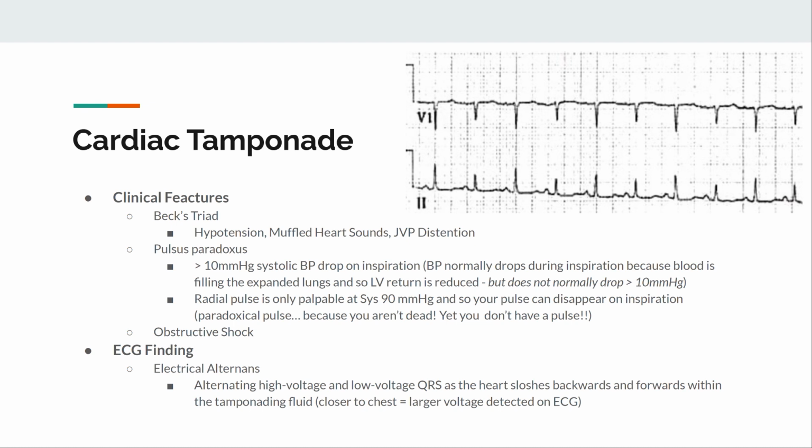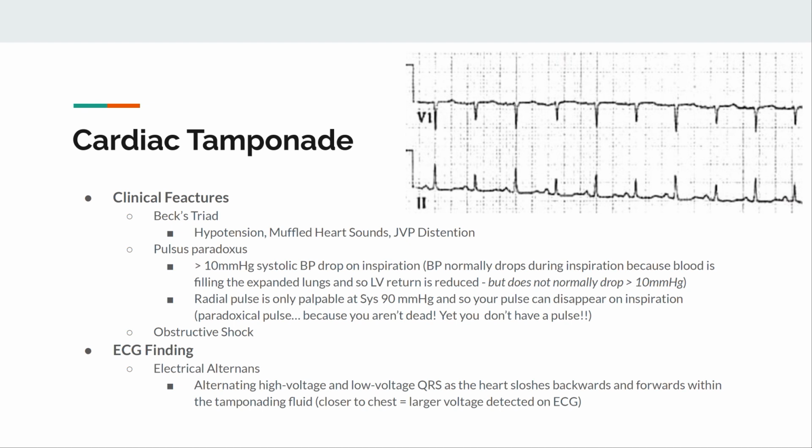There are obviously other causes of that, but just in terms of MCQs, pulsus paradoxus and cardiac tamponade go hand in hand. The reason it's called pulsus paradoxus is it's a paradoxical pulse. So the radial pulse can only be felt when you've got a systolic blood pressure greater than 90. And so if someone had a systolic pressure of, say, 100, and then as they breathe in, their blood pressure drops all the way down to 80, their radial pulse will disappear as they breathe in. And that's paradoxical because only dead people don't have a pulse, but you're alive. So you're a paradox because you don't have a pulse, but you're breathing.